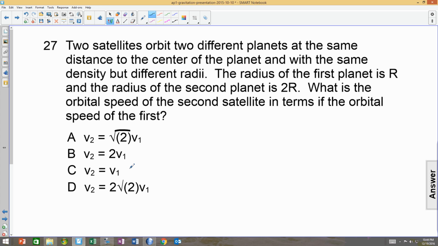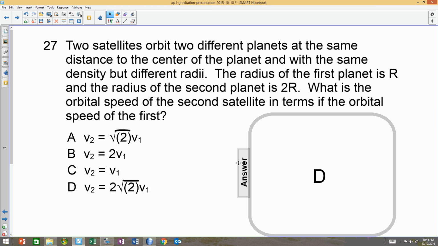Okay, so let's take a look and see if you have the correct answer. The correct answer should be D. It should be 2 times the square root of 2 times V1.